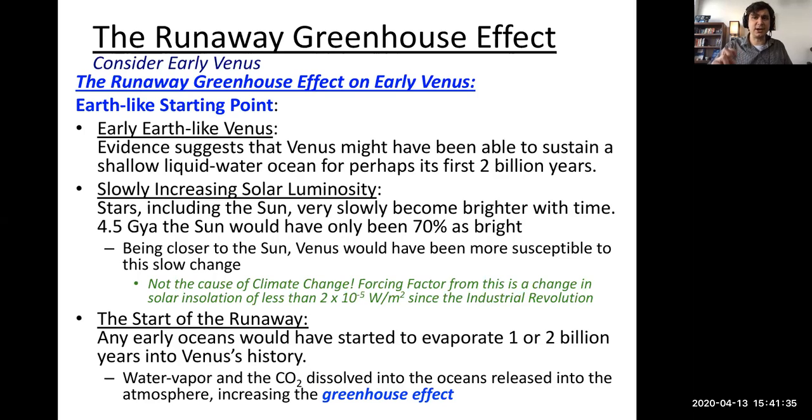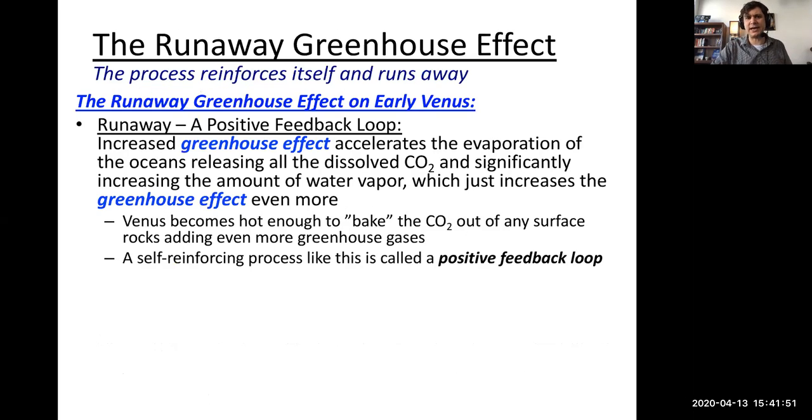So we're going to kick off a runaway process here. The sun increases in brightness, which starts to evaporate the oceans. The evaporating oceans put carbon dioxide and water vapor into the atmosphere, both greenhouse gases. More greenhouse gases in the atmosphere means an increasing greenhouse effect. So the planet gets hotter, has a higher surface temperature. We have an increased greenhouse effect.